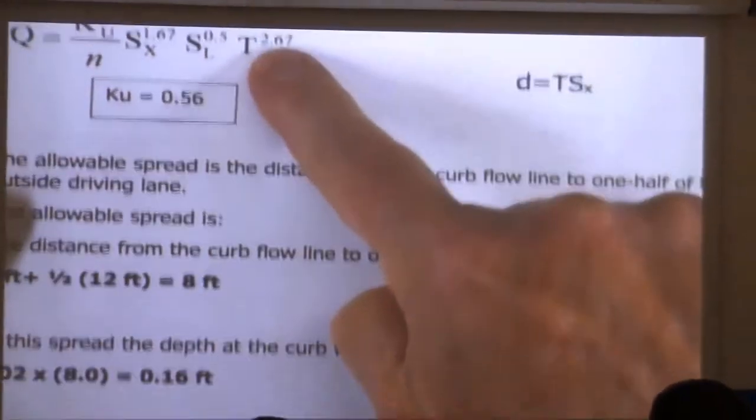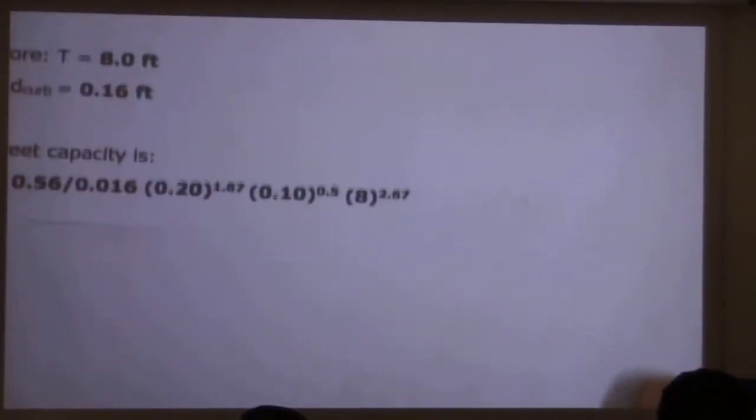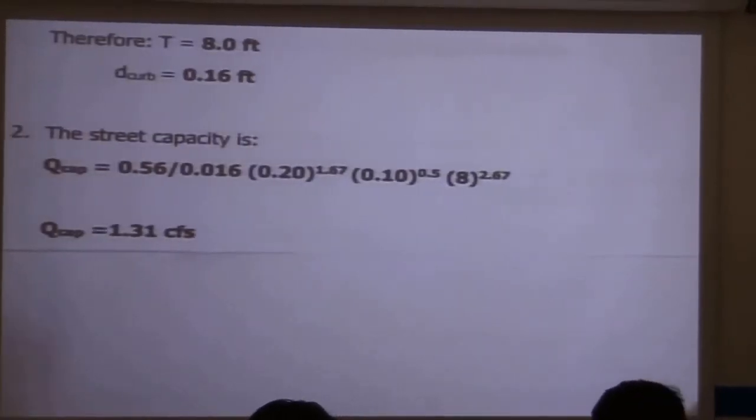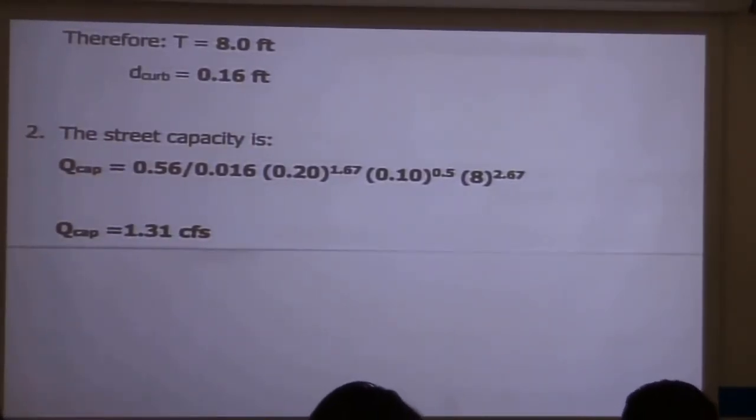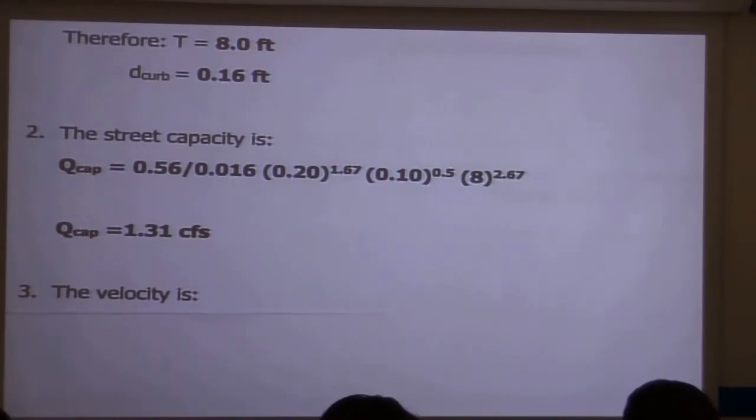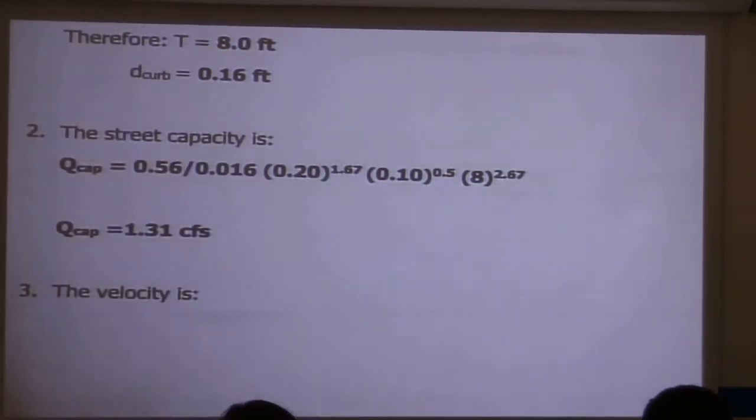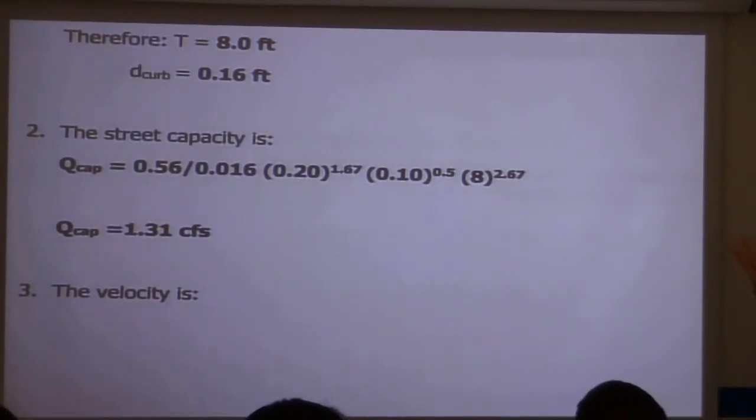And moving on down. So the street capacity, what did you get for that? 1.31. So what we're using is this equation here, right? And that gives us the street capacity of 1.31. And then the velocity, we use the equation at the top. Who got the velocity? What'd you get? 2 points. It's on this page.